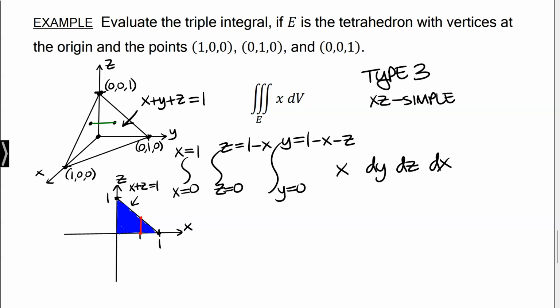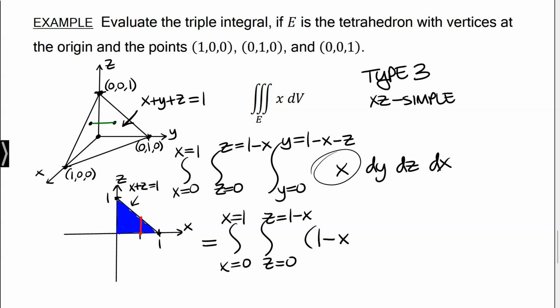Now we're integrating first with respect to y, but this is x. So that is a constant with respect to y. So the very first integration is going to be very simple. We just get x times the length of the interval, which here is 1 minus x minus z. So we have the integral from 0 to 1, integral from 0 to 1 minus x, and then we're integrating 1 minus x minus z minus 0 times x dz dx. Okay, so that's the first integration.